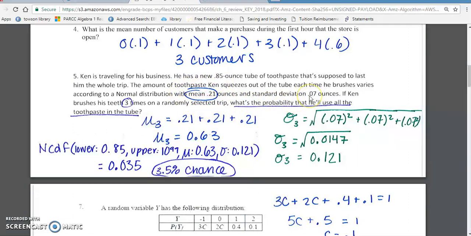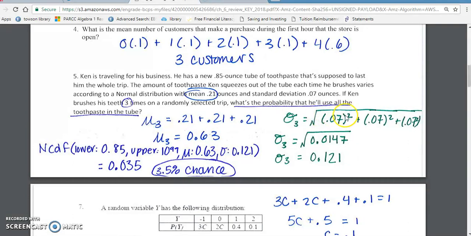There's a standard deviation of 0.07. You know you don't squeeze the exact amount of toothpaste out every time. So that's when we were looking at this 3 times. Because we're adding together day 1, day 2, day 3, this would be a sum problem. So we're looking at the sum of 3 random variables. This problem goes directly back to adding together 2 random variables. I'm doing the same thing with 2 as I would with 3, just adding them all up, finding that over the 3 days he should use about 0.63 ounces.